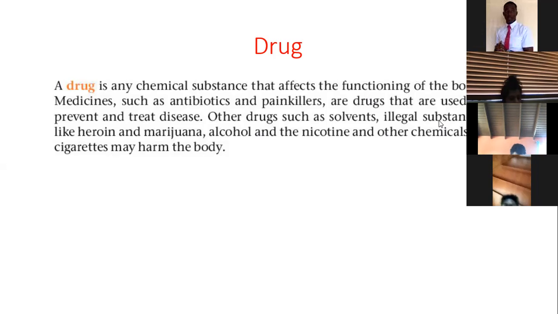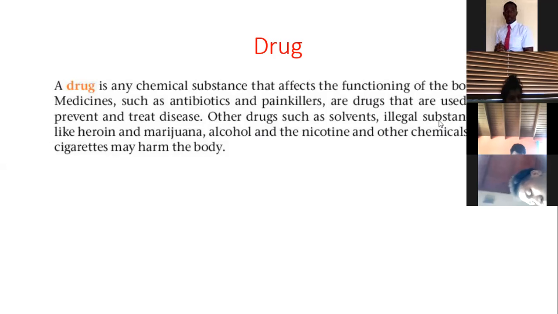its function also, right? Now, medicines such as antibiotics, painkillers, drugs that prevent and treat diseases, these are all considered different drugs. Other drugs such as solvents, illegal substances like heroin and marijuana, alcohol and nicotine, or other chemicals in cigarettes may harm the body, all right? So it can harm the body, but it can also prevent the body from specific diseases, all right? Let's move on.